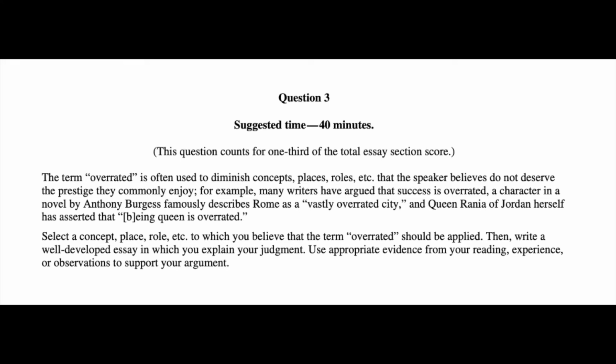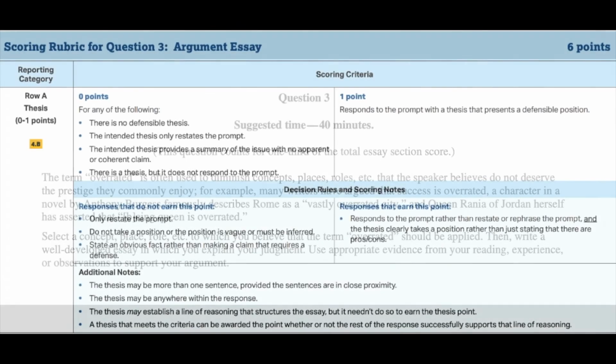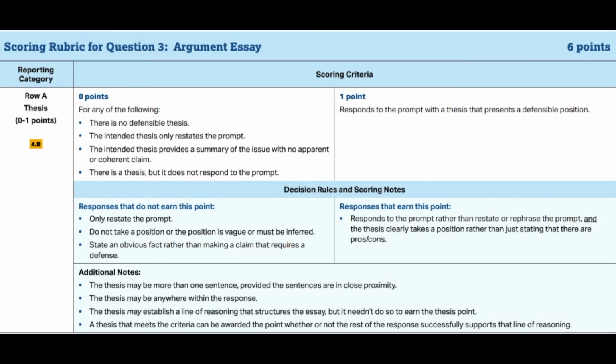Now we'll go over a recent rubric for this essay. So these are the points that you'll get for the thesis. So you get 1 point for a thesis that you can defend. That means your thesis gives a clear position on your opinion, and it also provides supporting reasons for your claim.